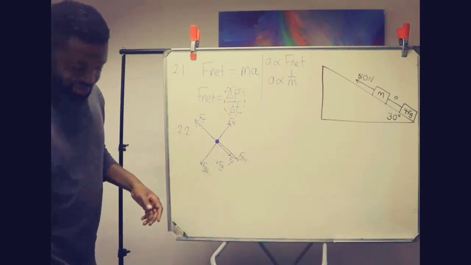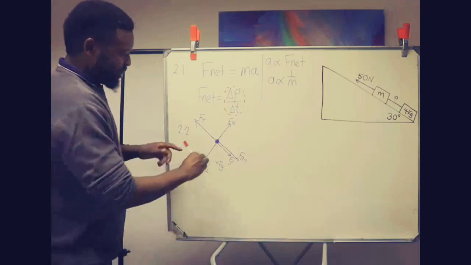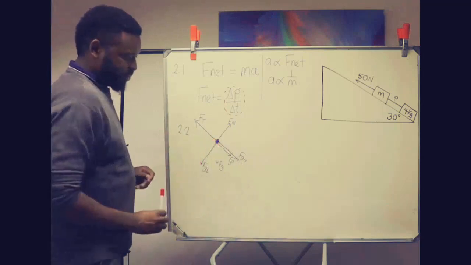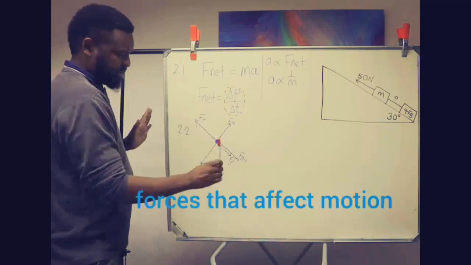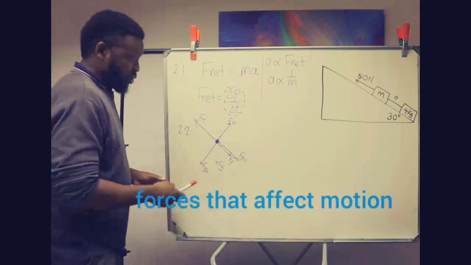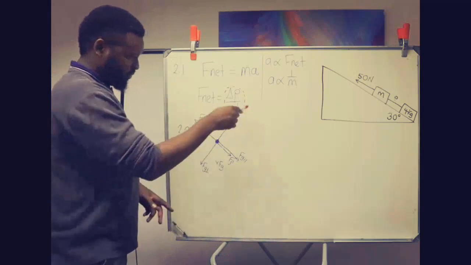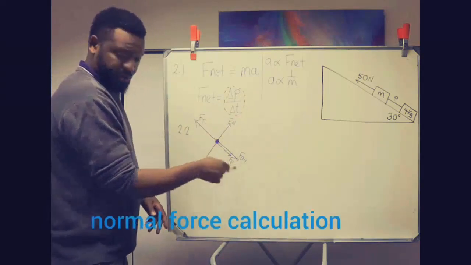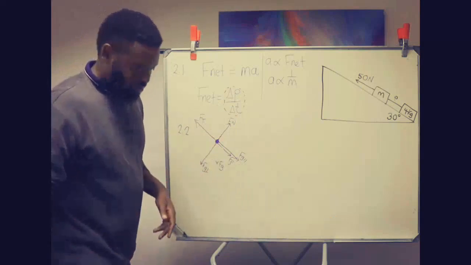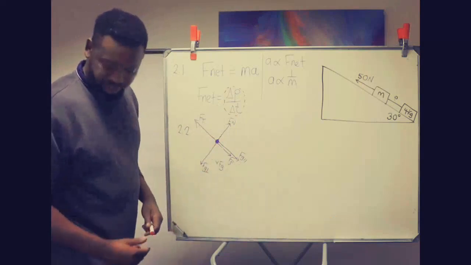The advantage of this free body diagram is you'll see, when we want to determine forces which affect motion, it's only these forces parallel to the slope. These two, we leave them out. When we want to calculate the normal force, we look at the forces that are acting perpendicularly. These are parallel forces, we leave them out. Okay, so that's how I would draw that diagram.